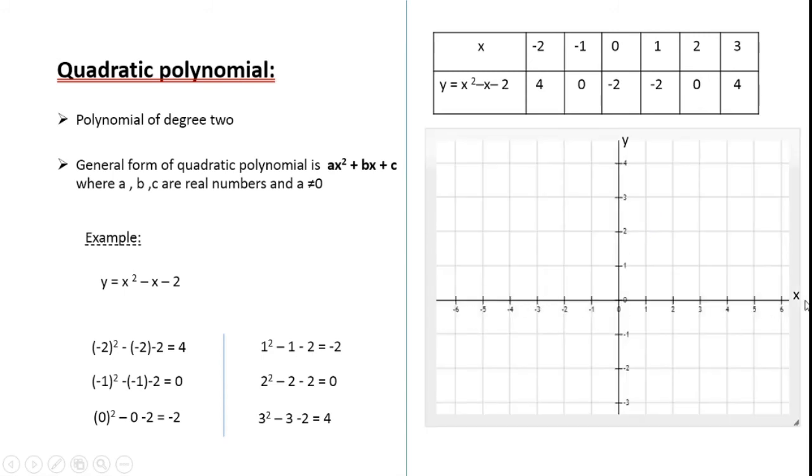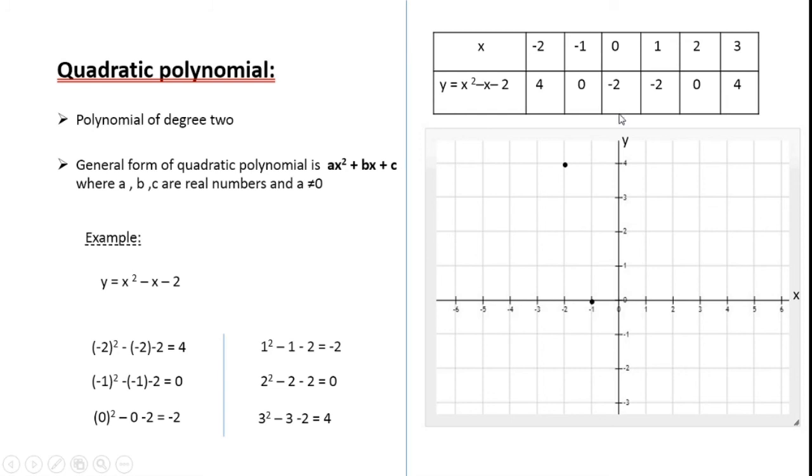First we have to draw the x and y axes, then mark the points. Minus 2, 4 is the first point. Where is minus 2 on the x-axis? See here, this. And 4 on the y-axis, 4. See here, the first point. Next, minus 1, 0. Where is minus 1? See here, minus 1, then 0. So this is the second point.